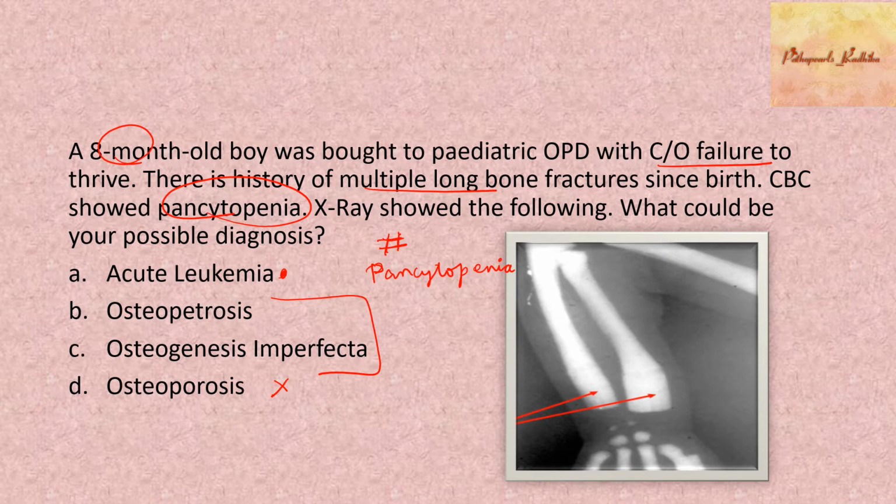So how does a bone appear on an X-ray? Your bone will have a cortex and your bone will have a medulla, right? So when you look at the X-ray, what happens? This cortex will be radio opaque and your medulla will appear a little darker. But what you see here in this X-ray, you don't see any medullary cavity. The full bone is white. The entire bone is white. That is radio opaque. So this is a sclerotic bone.